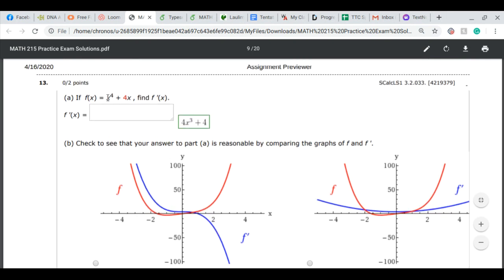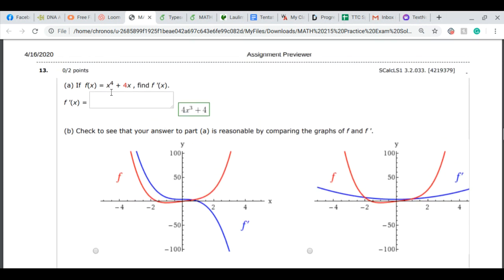Well, this is just the power rule: 4x cubed plus 4. And it's right there, frankly. And then let's just check our graph. So notice x to the fourth plus 4x. Check to see that your answer is right by comparing graphs of f and f prime.